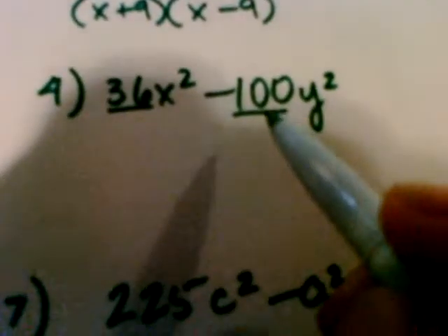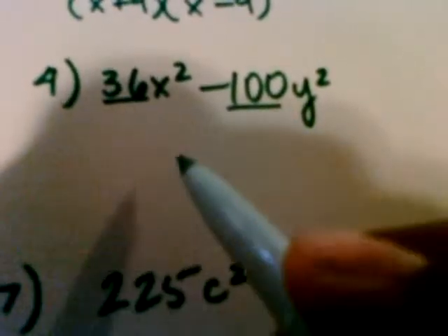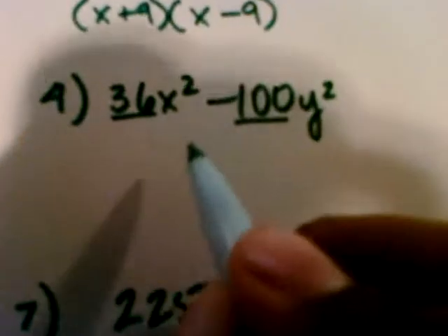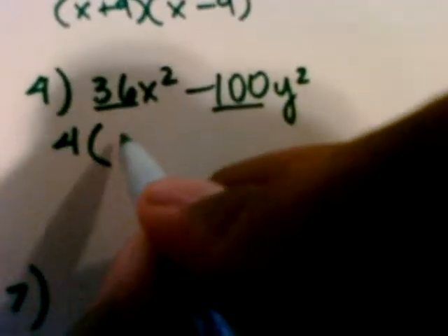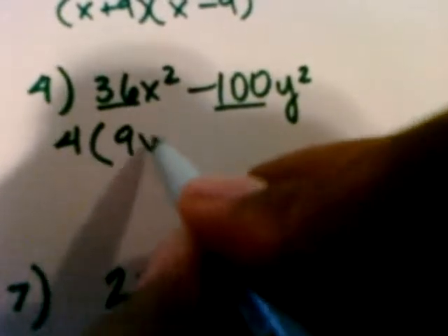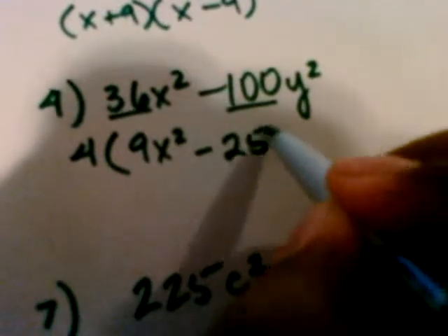This has a factor of 5, this does not. This has a factor of 6, this does not. And you can keep going. I think 4 is the highest we'll go, and they don't share anything else in common, so I'll take a 4 out. Once I do that, this leaves me with a 9x squared, and this leaves me with a 25y squared.